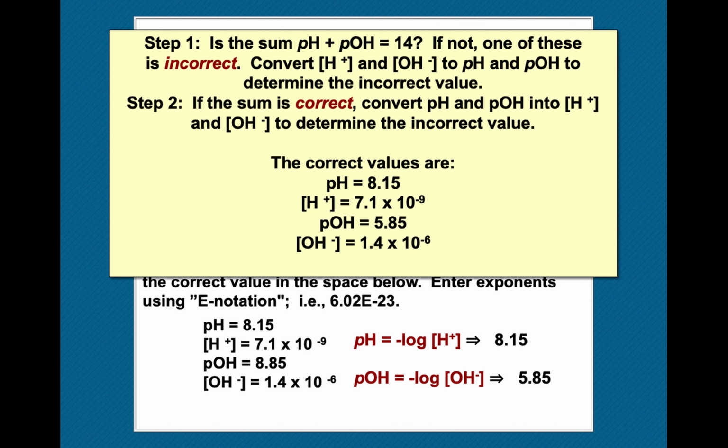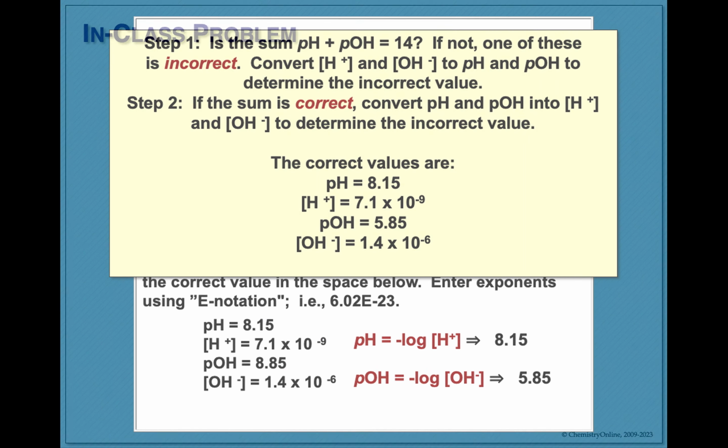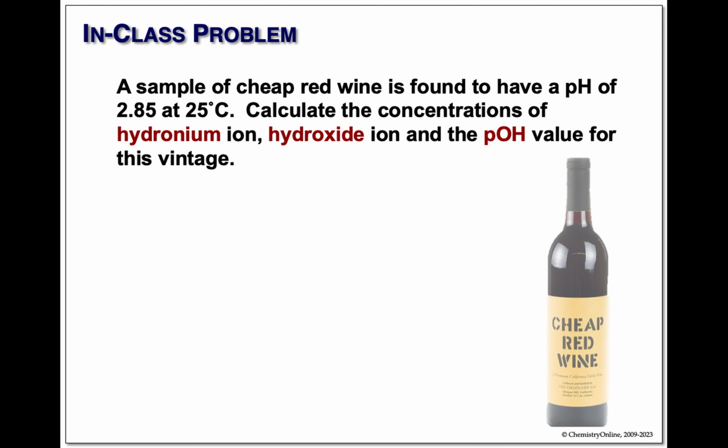Now, I almost always have an extra credit question on exam 2 that's based on this sort of stuff. It looked like this. We have cheap red wine. Our pH is 2.85. Trust me, that's red wine vinegar. You don't want to drink that. Okay. Calculate the concentration of hydronium, hydroxide, and pOH for your 5 points extra credit.